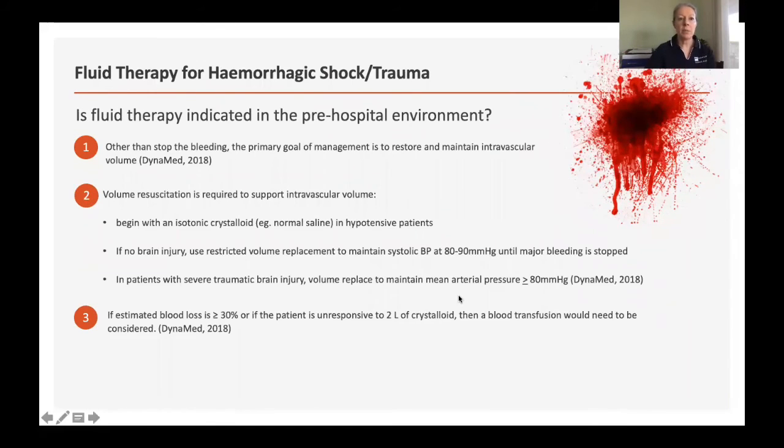So is fluid therapy indicated in the pre-hospital environment? Obviously, stopping the bleeding is the primary goal of management. However, also important is to restore and maintain intravascular volume, and this can be done via volume resuscitation.